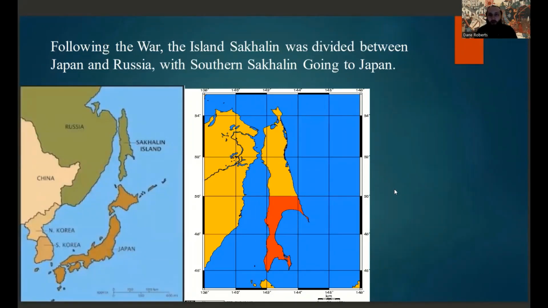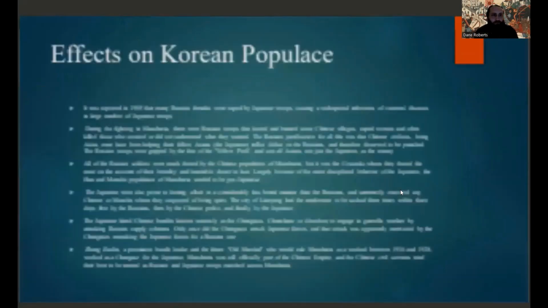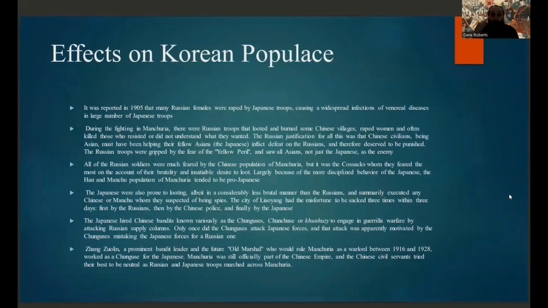Following this war, in conjunction with Japan colonizing Korea and eventually annexing it, the island of Sakhalin was divided between Japan and Russia, with Japan taking the southern half and Russia taking the northern half. So now let's take a look at the effects on the Korean populace.